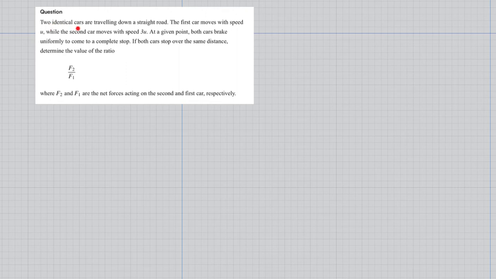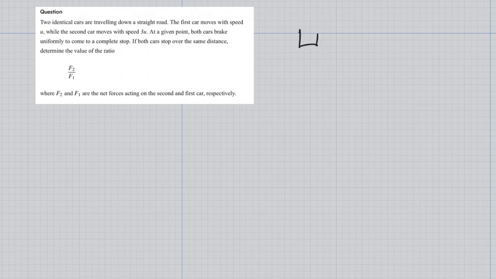This question says, two identical cars are traveling down a straight road. The first car moves with the speed of u, while the second car moves with the speed of 3u. At any given point, both cars brake uniformly to come to a complete stop. If both cars stop in the same distance, determine the value of the ratio of F2 over F1, where these are the forces acting on the first and second car, respectively.